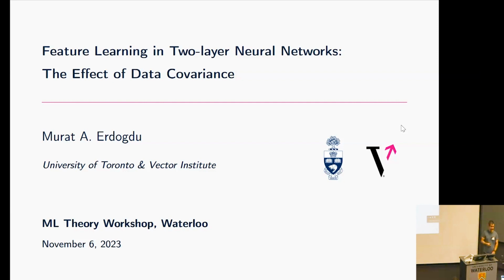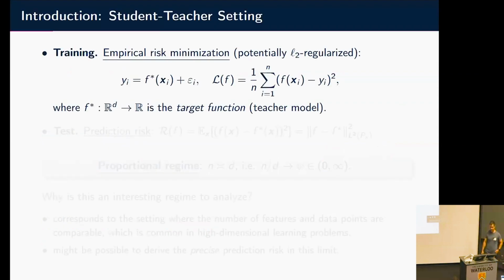So today I'll talk about feature learning in two-layer neural networks, and in particular, I'm going to focus on how the input covariance structure enters the picture when we talk about learning target functions. Throughout the talk, we're going to focus on a student-teacher setting, which means that there is a statistical model that generates the data. So we are in the regression supervised learning setup.